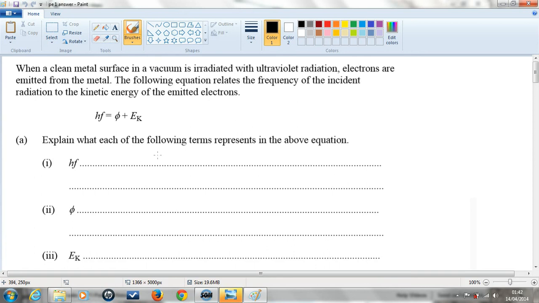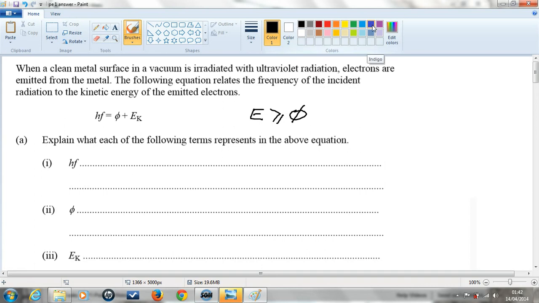Okay, let's have a look at the answer to this question then. We're told that we shine ultraviolet radiation on a clean metal surface in a vacuum and that we get electrons emitted. So instantly we know that the energy of our photon is greater than the work function, or at least equal to, because we are getting photoelectrons emitted.